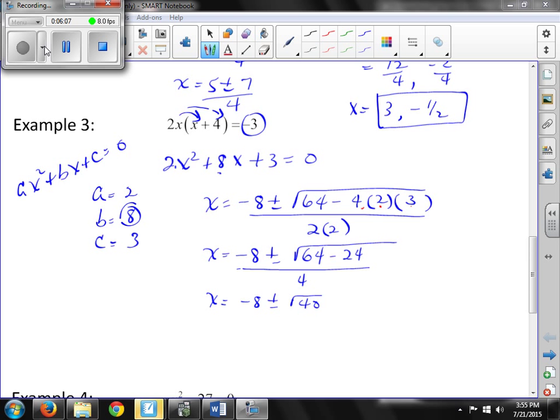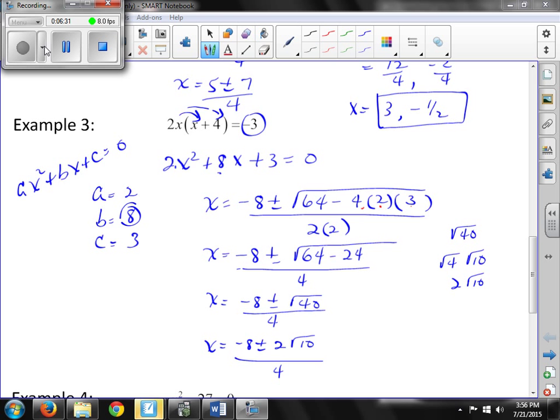Or we have x is equal to negative 8 plus or minus the square root of 40. 64 minus 24 is 40 over 4. And the square root of 40 will break down. Let's say the square root of 40 is the same as the square root of 4 times the square root of 10, which is 2 square roots of 10. So we have x is equal to negative 8 plus or minus 2 square roots of 10 over 4.